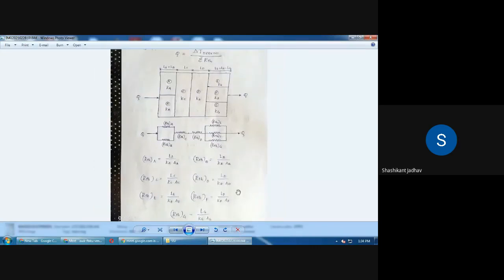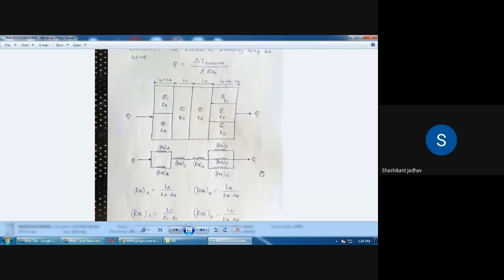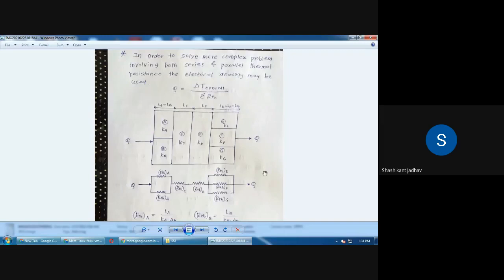Then write down the next point. We have to write down the general equation for this. One shape is given, that is, the composite wall with different shapes is given, and we have to write down the equations for the thermal resistance for this particular component.